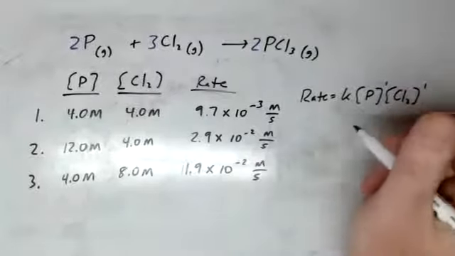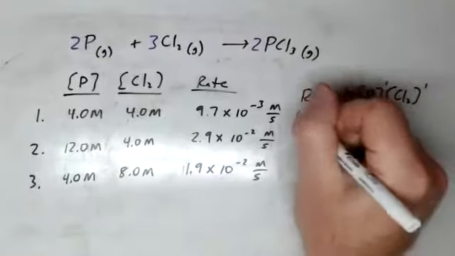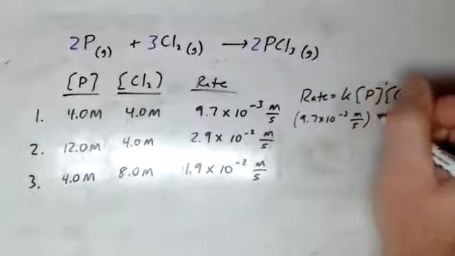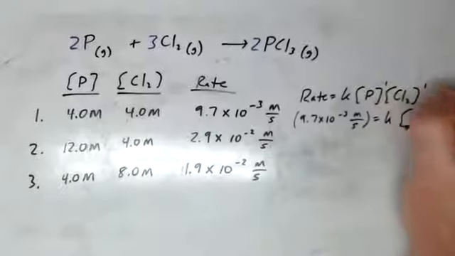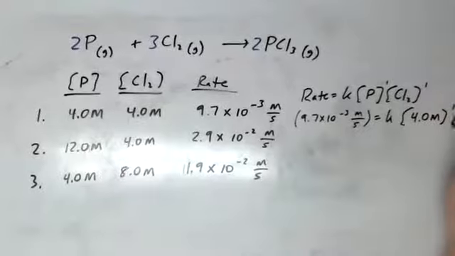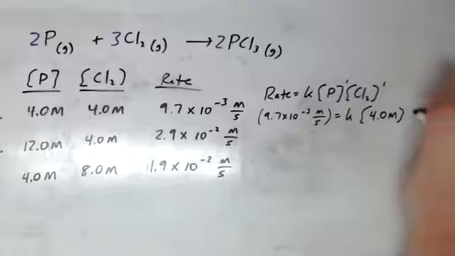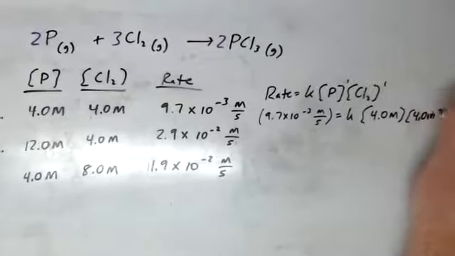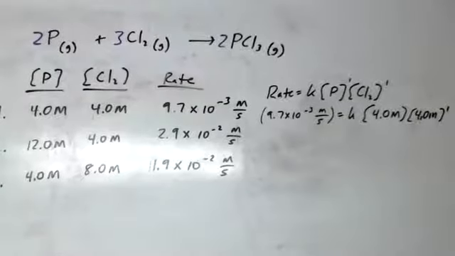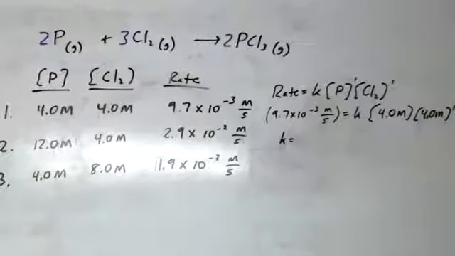All right, let's take a look here. So again, I'm just going to plug in our data from the baseline, experiment 1. So there's our rate. We're going to be solving for K. And our P concentration was 4.0 raised to the first. And, oh, we ran out of room for the chlorine. And chlorine's also going to be 4.0 raised to the first. So solving algebraically here for K, we're going to get this.